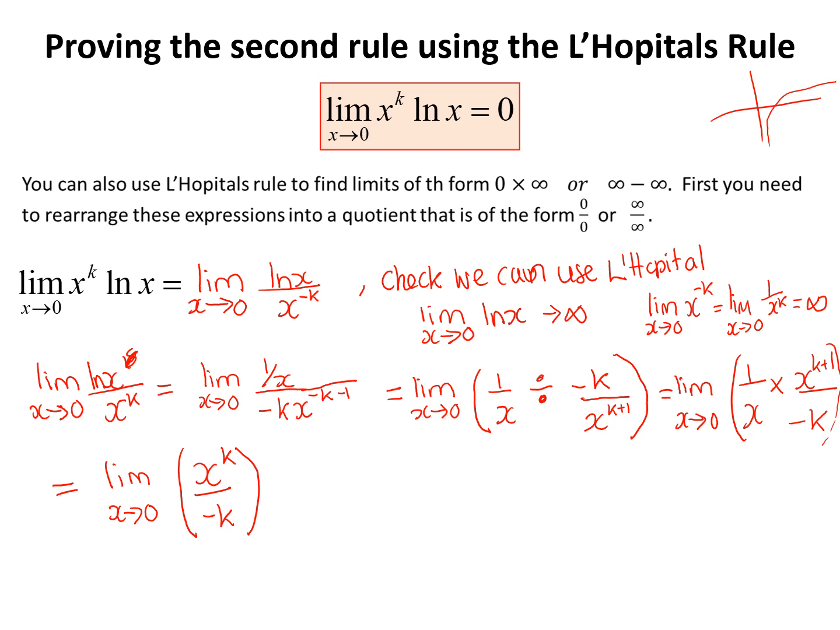Right, now as we put x as 0 in there, that will give me basically 0 over minus k, which is 0. So we've proved it. QED. Lovely.